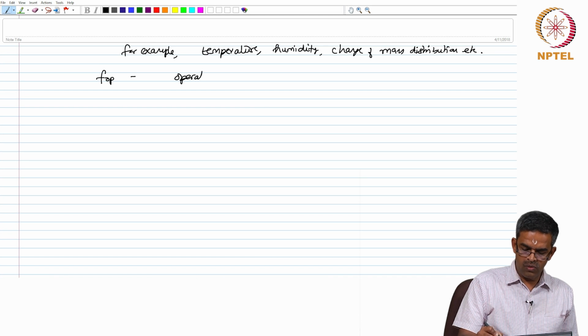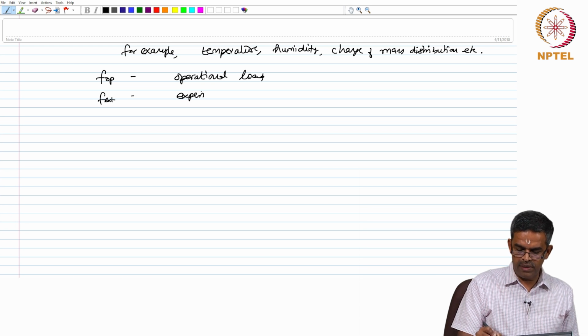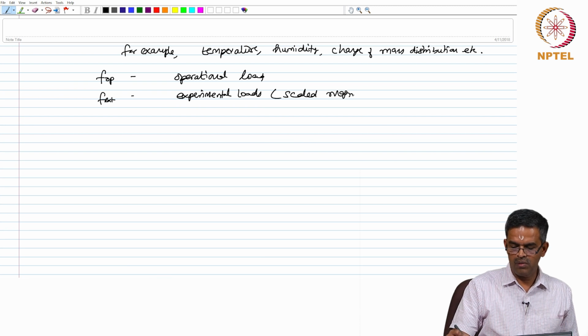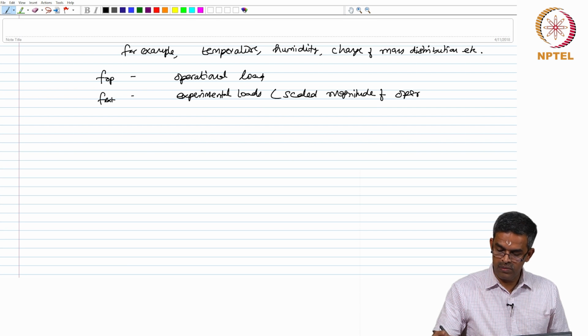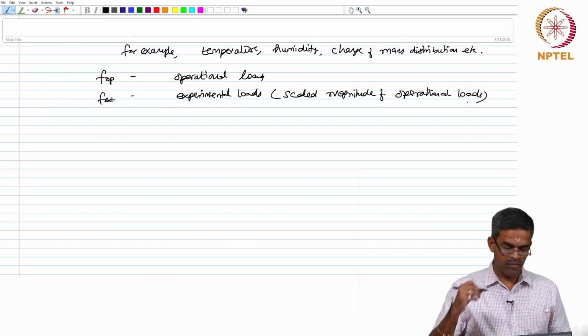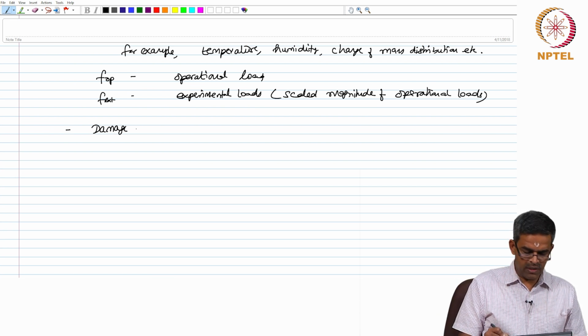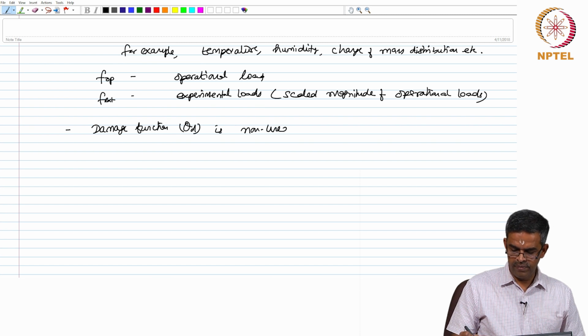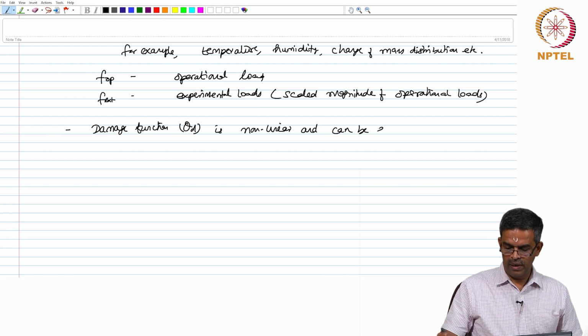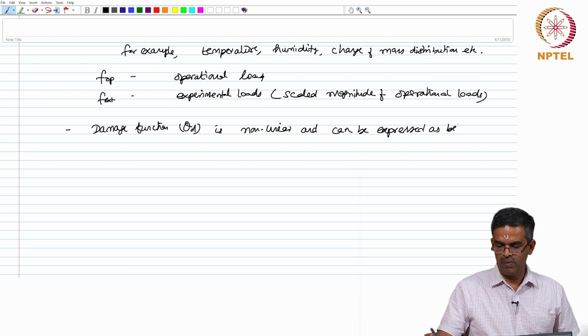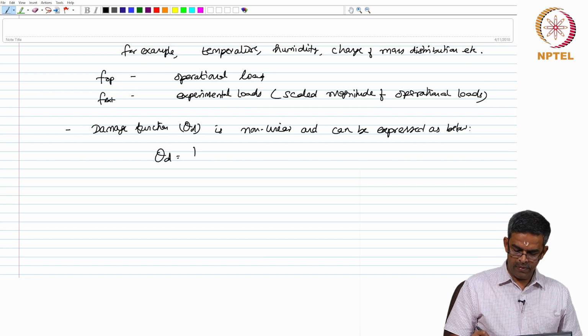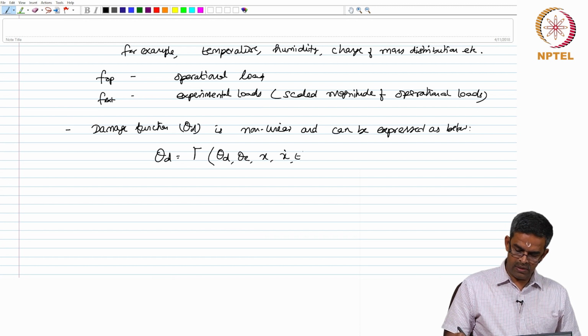F operational refers to operational load and F experimental refers to experimental loads, which are essentially scaled magnitude of operational loads. Further, the damage function theta d is again nonlinear and can be expressed as below. Theta d dot is a function of theta d, theta e, x, x dot and time.